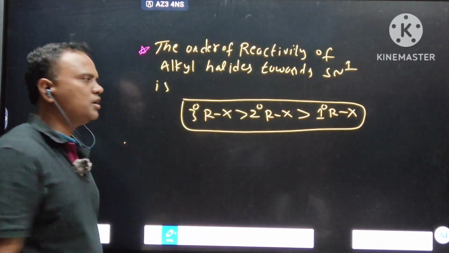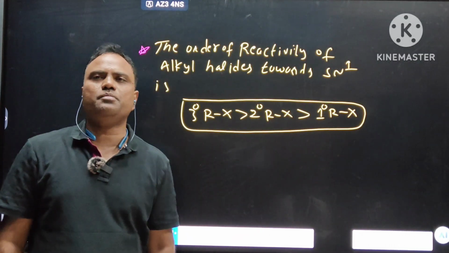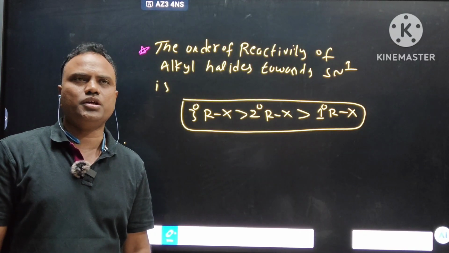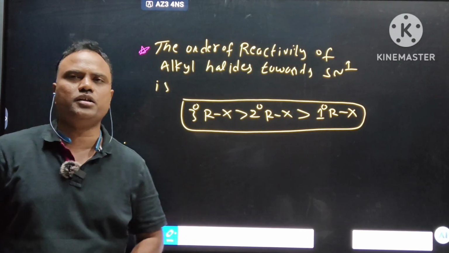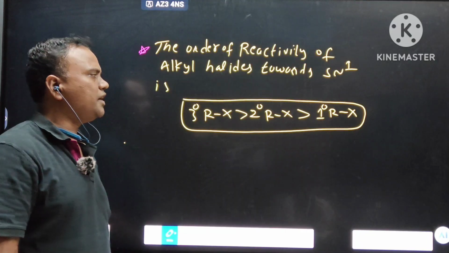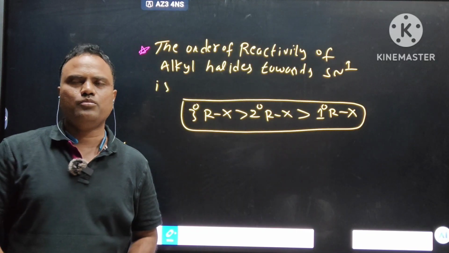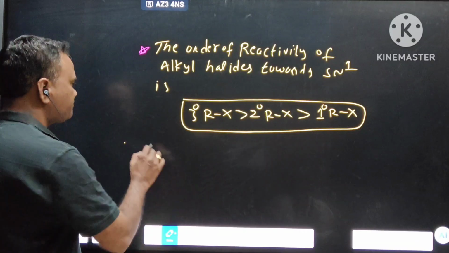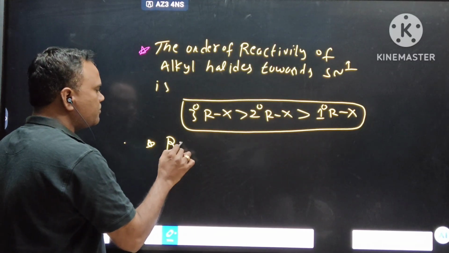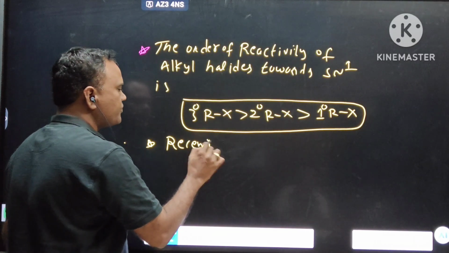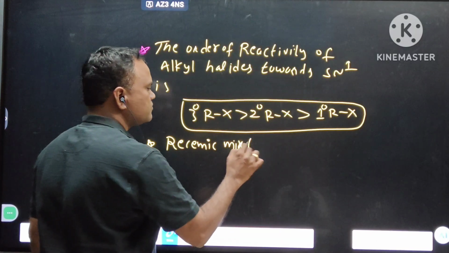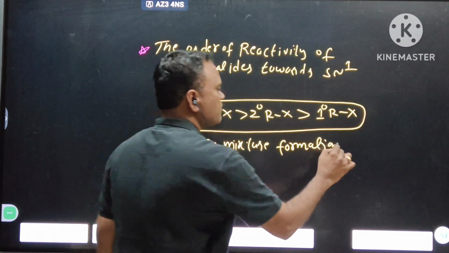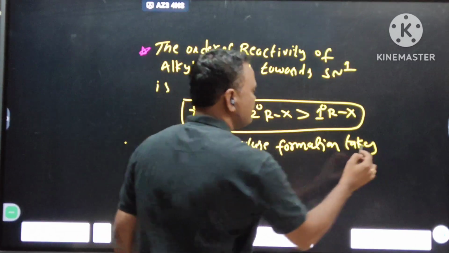Important reactivity order. Tertiary alkyl halides readily participate in SN1 reaction more than 2 degree alkyl halides. 2 degree alkyl halides readily participate in SN1 more than primary alkyl halides. Most important reactivity order. Next, racemic mixture formation takes place.